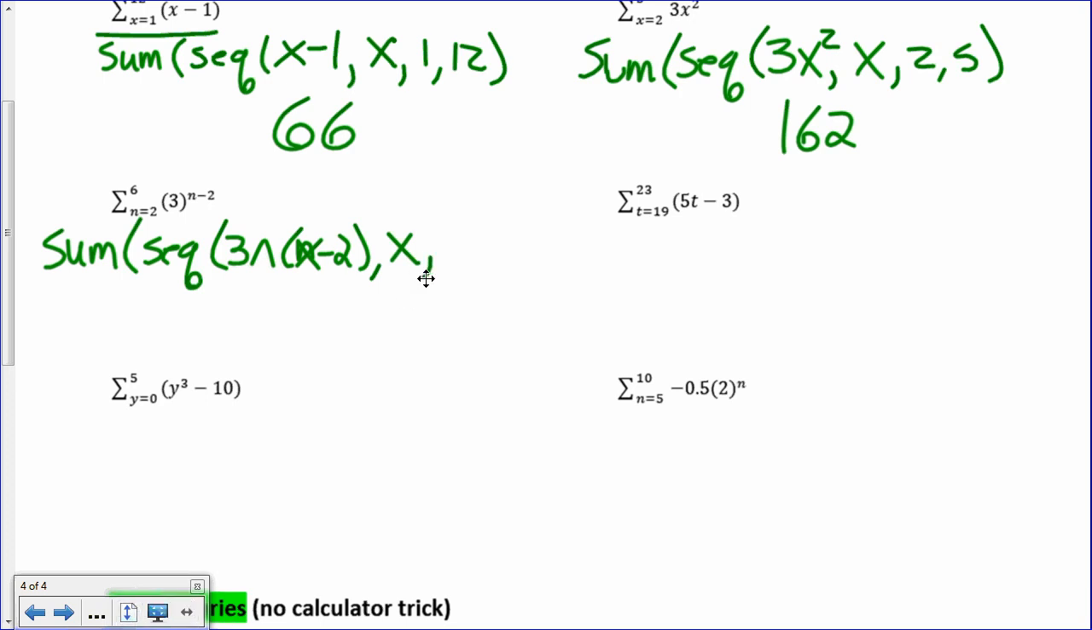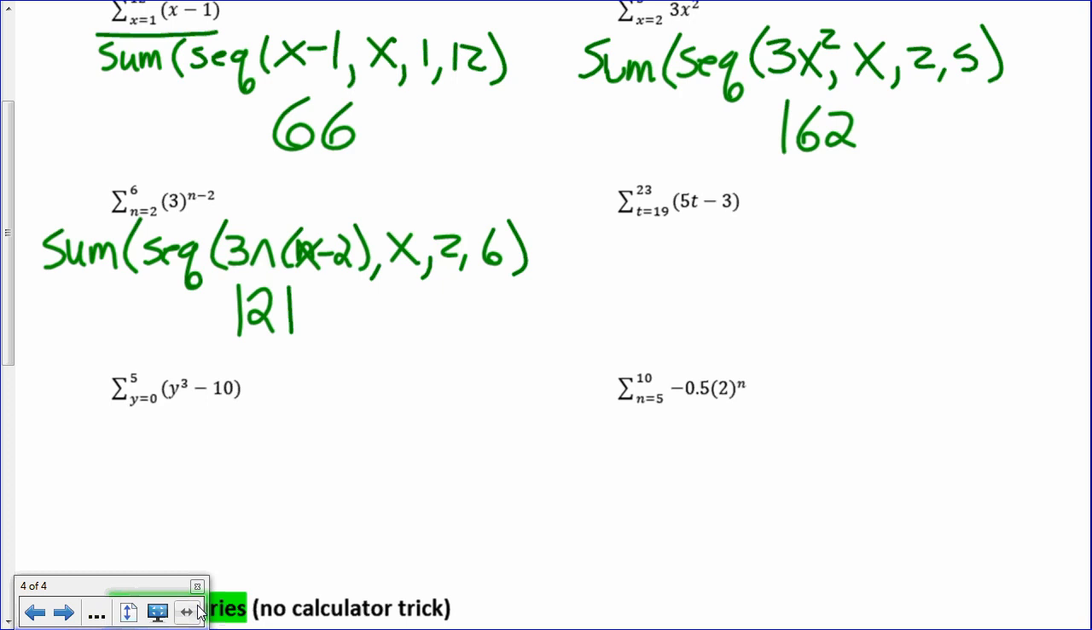It starts with 2, and it ends with 6. 121. It is a process, and you guys do need to remember it. Alright? Try this one on your own. See if you can get the right number.